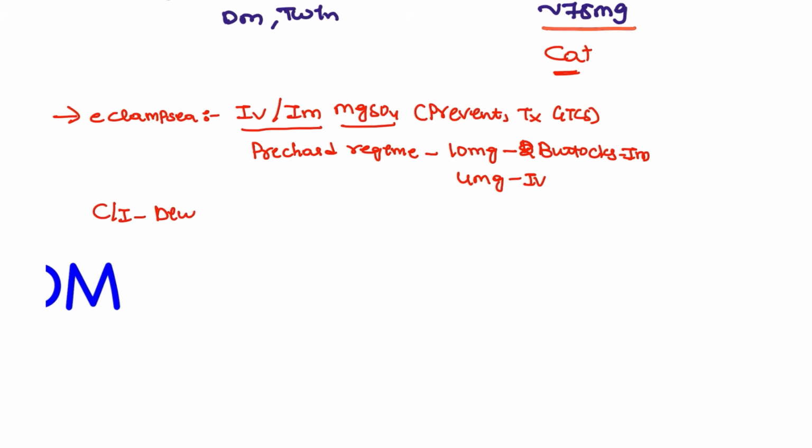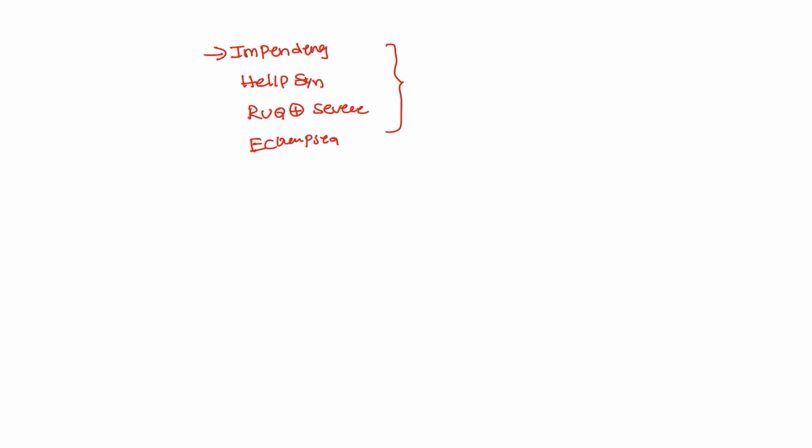Contraindication: diuretics are not given, especially ACE inhibitors are not given, and certain other drugs are also not given. These drugs are not given for the patients. Next, how are we going to treat this patient? If the patient has impending eclampsia, or HELLP syndrome, severe right upper quadrant pain, or the patient has had eclampsia, in all these conditions we have to terminate the pregnancy.